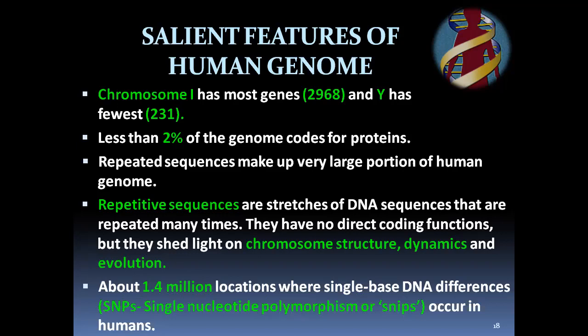There are about 1.4 million locations where single base DNA differences occur in human beings; we call them SNPs, single nucleotide polymorphisms. That means at these 1.4 million locations, the total sequence is the same except one base, such as GC or TA or CG, shows a little change. What do you call a single base DNA difference? SNPs.